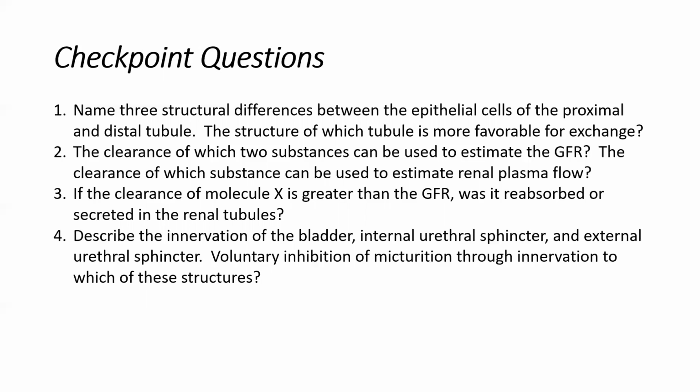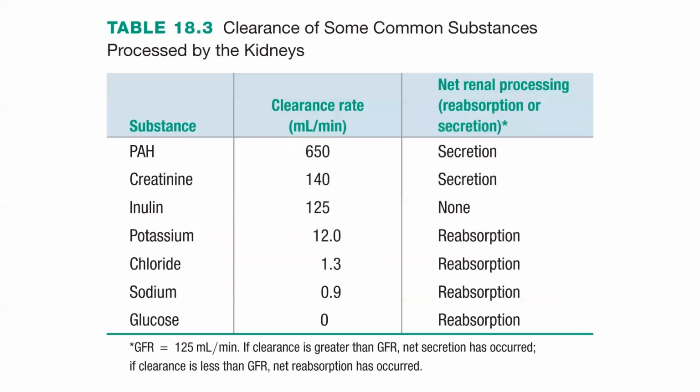Question 2, the clearance of which two substances can be used to estimate the GFR? The clearance of which substance can be used to estimate renal plasma flow? Now, we did not speak about renal plasma flow, so you can eliminate the second part of this question. But in case you are curious, it's going to be PAH, para-aminohippuric acid. That's the substance that renal specialists inject into the veins, and they use that to measure how much blood is flowing to the kidneys. That's the renal plasma flow. We did not speak about that, but just in the event that you're interested.